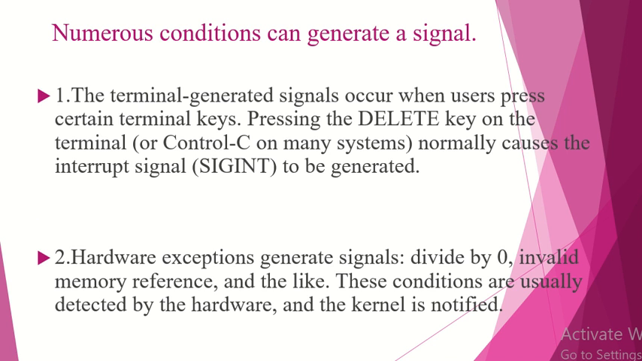The first condition is terminal-generated signals, which occur when the user presses certain terminal keys, such as the delete key or tab key. Because of this the signal occurs, and these signals normally cause the interrupt signals to be generated. The second condition is hardware exceptions, such as divide by 0, invalid memory reference, and like segmentation error. Because of that a signal is generated. These conditions are usually detected by the hardware, and the hardware notifies the kernel.